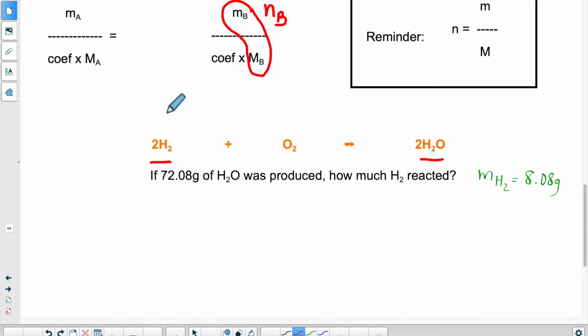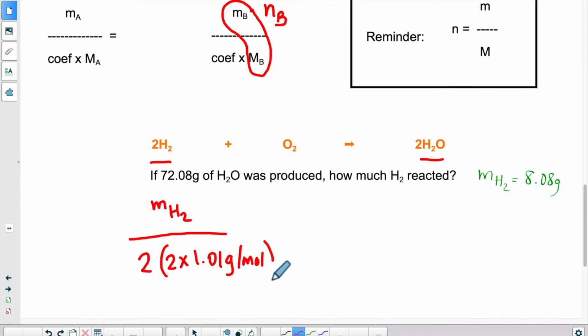So how do I work this out? I'm going to use this equation over here. So I need the mass of H2. That's what I'm looking for. What is the mass of H2 that reacted? Now this is based on the fact that 2 moles of H2 react, and the molar mass of H2, well, I have 2 atoms of hydrogen, and each atom of hydrogen has a mass of 1.01 grams per mole. Okay, so that's found in the periodic table. So 2 atoms of hydrogen, and there's 2 moles of H2 gas reacting.